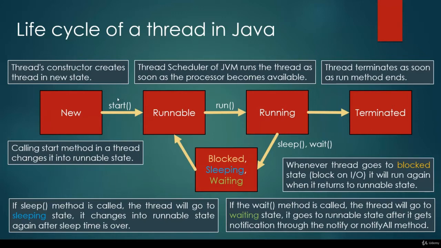When we start the given thread, this is the runnable state. Whenever we call the run method, the thread is going to be in the running state. We can call the sleep and wait methods, and because of these methods, the thread is going to be in a blocked state, and whenever the thread has done with its tasks, then it is going to be terminated.